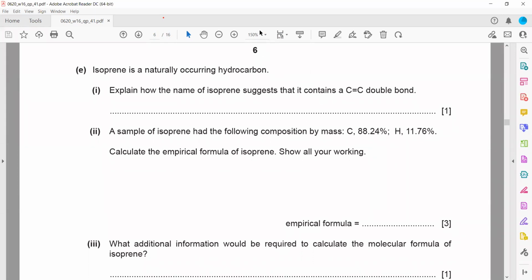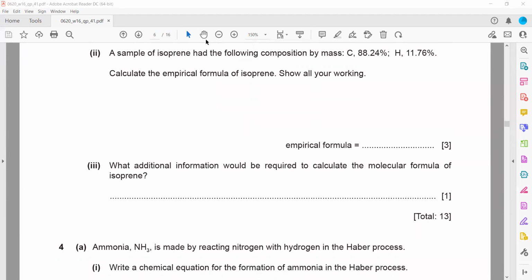Then a sample is given which contains 88.24% carbon and 11.76% hydrogen. We have to find the empirical formula. So how can we find the empirical formula? Three steps we will follow. First, we have 88.24 and 11.76, and we divide by atomic mass. The atomic mass of carbon is 12, whereas the atomic mass of hydrogen is 1, so it does not make a difference.